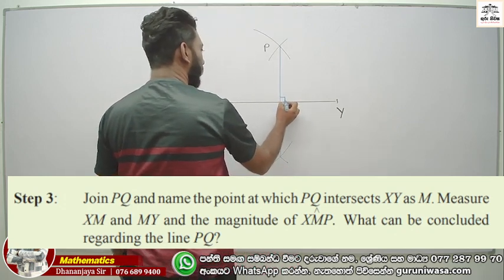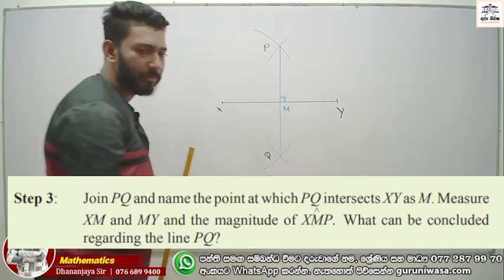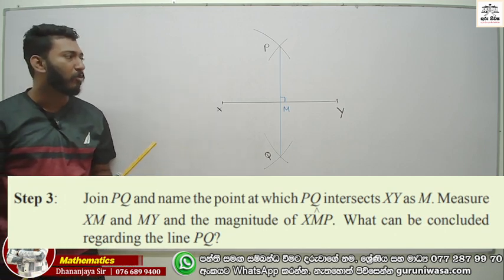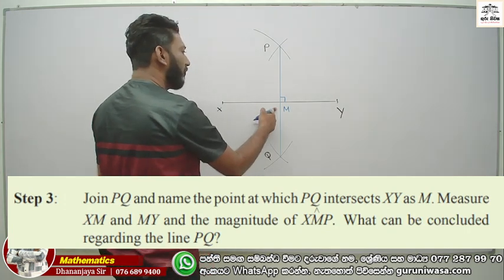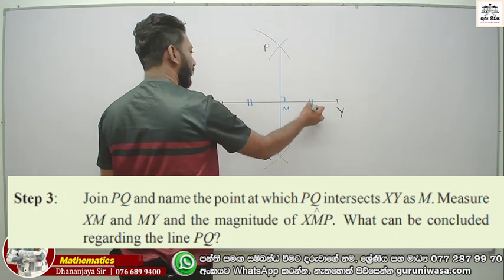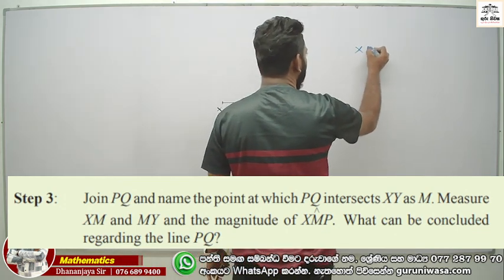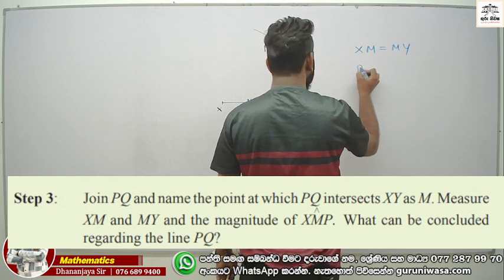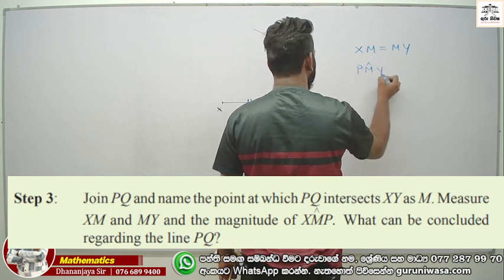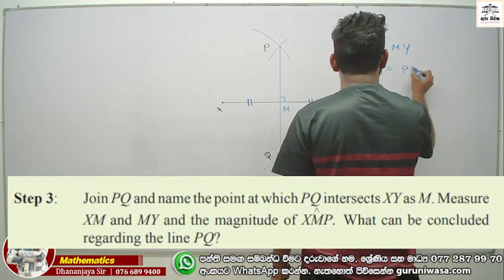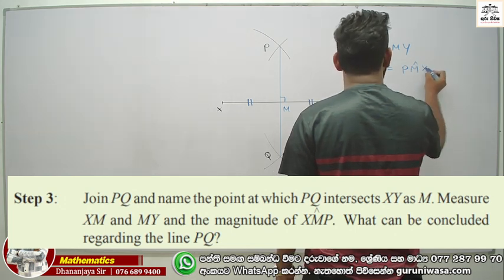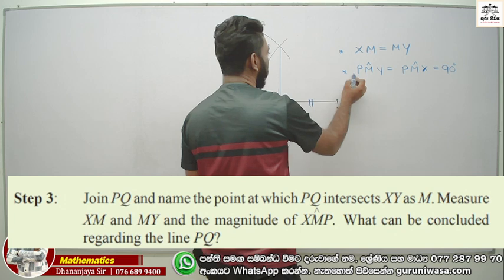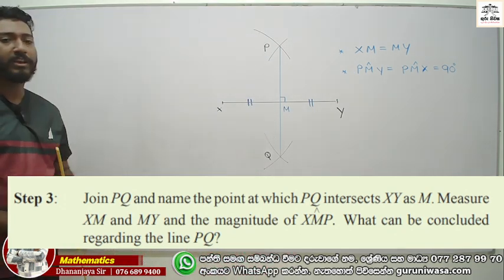Now this one should be 90 degrees, and this one I am going to take as a capital M. Now measure XM and MY. XM should be equal to MY. Now you can write XM equals MY, and angle PMY equals angle PMX, which equals 90 degrees. Therefore, this one we call a perpendicular bisector.